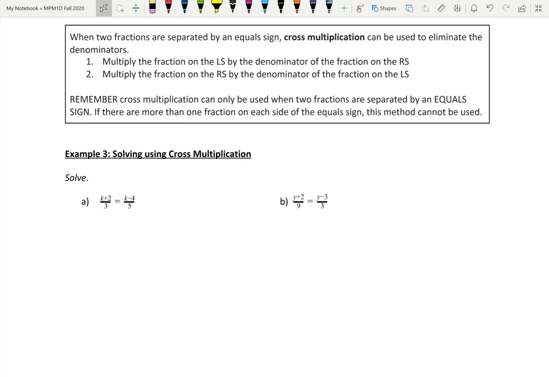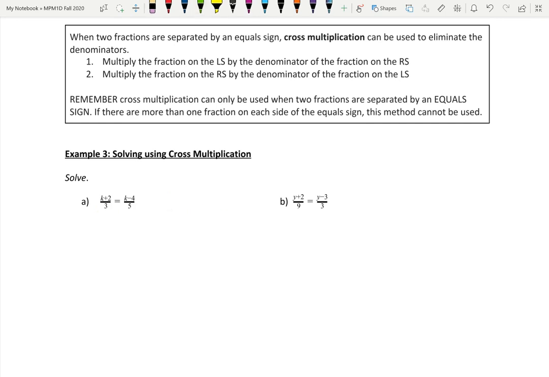When fractions are separated by an equal sign, you can actually use cross multiplication to eliminate the denominators. So you can use the lowest common denominator. So here it would be 15.